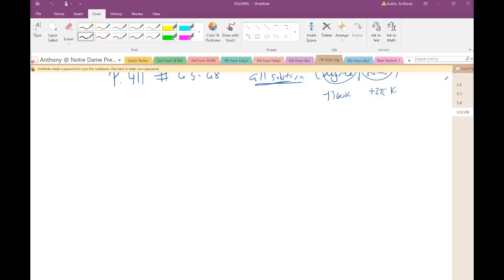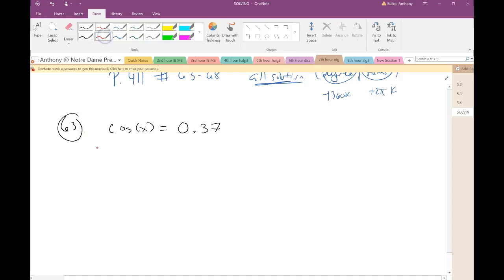We'll go through, I don't know, at least part of this. So for the first one, it is cosine x equals 0.37. How do I get the x by itself? Yeah, I do cosine inverse to both sides. Good.